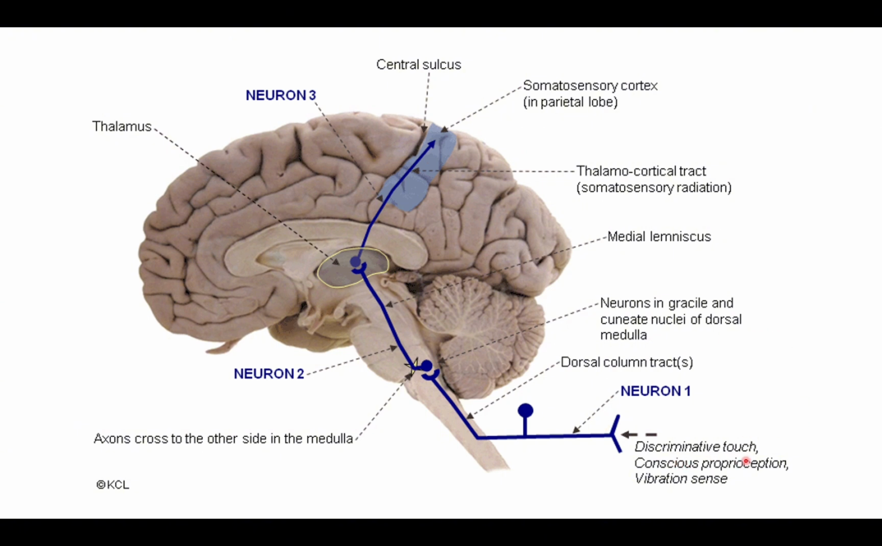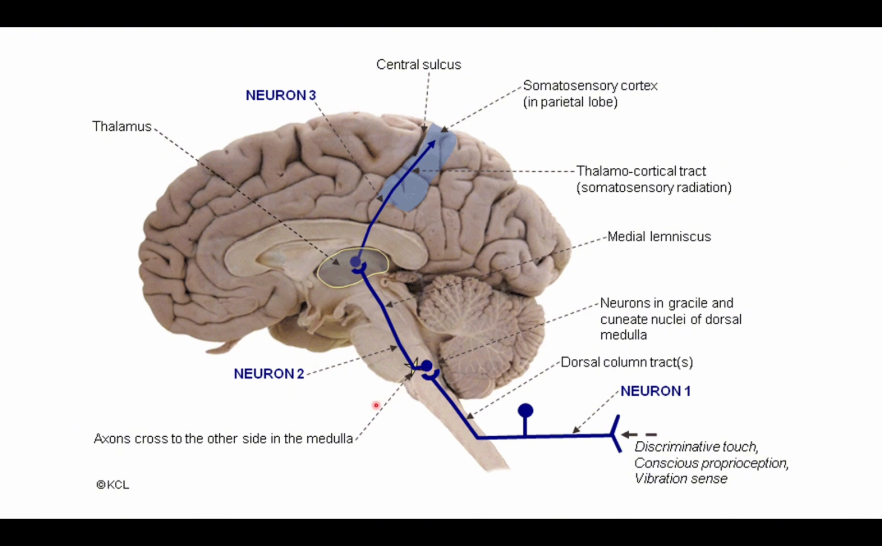So you have discriminative touch, conscious proprioception, and then vibration sense. It will pass through the spinal cord and go to the medulla, the dorsal portions of the medulla. Because this pathway is also going at the dorsal area of the spinal cord and also some portions of the medulla, we call it the dorsal column pathway.